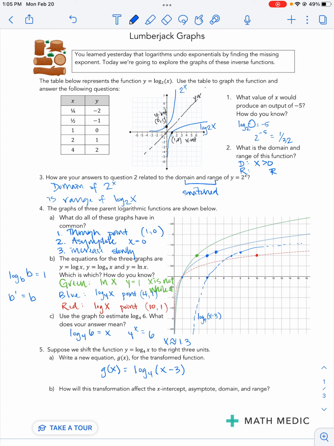How will the transformation affect the x-intercept, the asymptote, the domain, and the range? Well, the x-intercept is going to change because it's shifted to the right 3 units. So it's going to be (4, 0) instead of where it was originally at (1, 0). How will the asymptote change? Well, the asymptote also moves 3 units to the right. So though my graph isn't accurate, if I were to draw it properly, my graph now would have an asymptote where x equals 3 instead of where x equals 0.